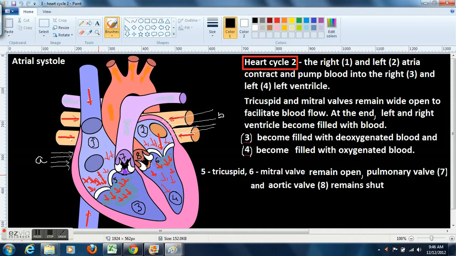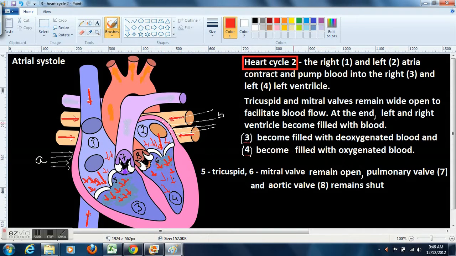Now in this phase, since the blood has to flow from atrium to ventricle, the tricuspid and mitral valves remain wide open to facilitate blood flow. And at the end of this atrial systole, that is atrial contraction, the right and left ventricle will be full of blood. Right ventricle, that is 3, will be full with deoxygenated blood, and left ventricle, that is 4, will be full with oxygenated blood.